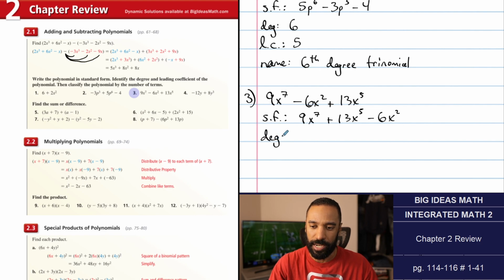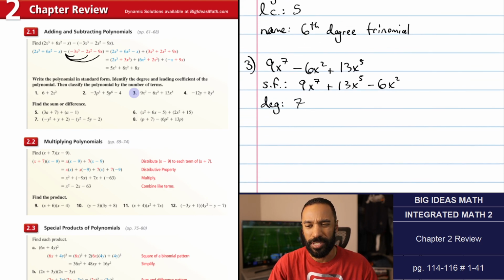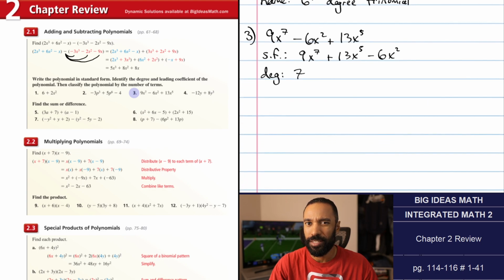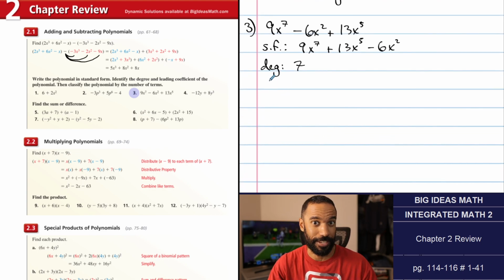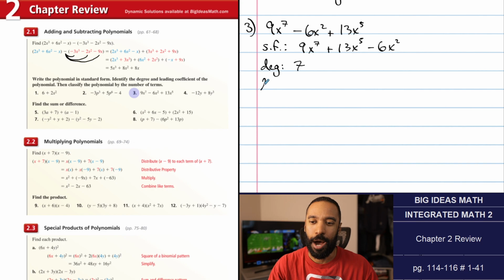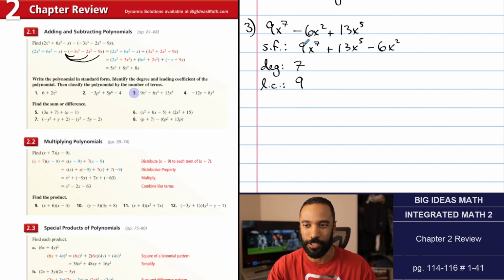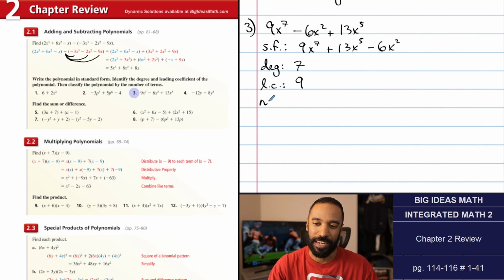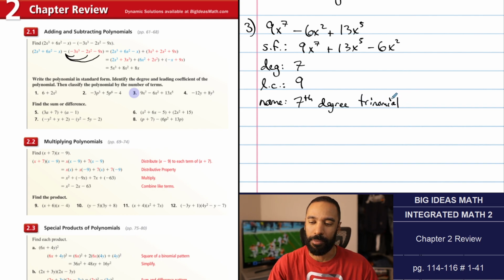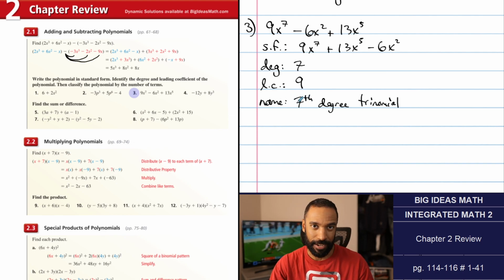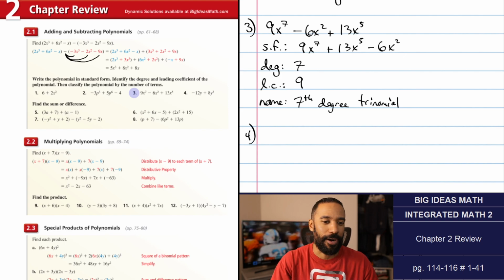The degree, like I said, is 7. I don't know, is that a heptic? See, that's hectic for all I know. It's very hectic. I don't actually know what it's actually named. That's why I'm going to call it 7th degree. But the leading coefficient is 9, positive 9. And the name, it is a 7th degree trinomial. So based on the degree and number of terms, and if you don't know the name of it, at least say that, like that.